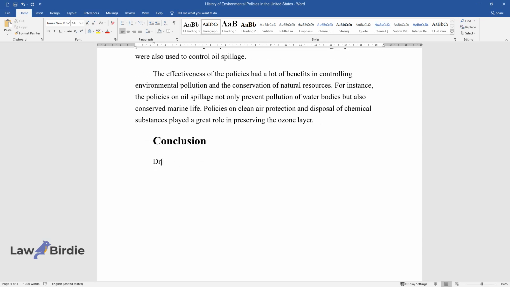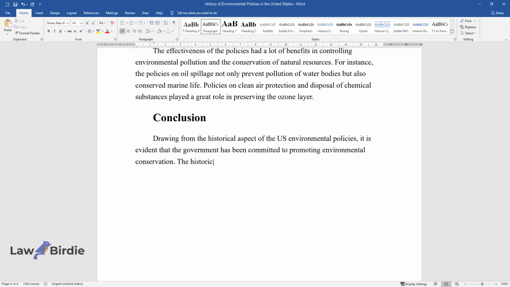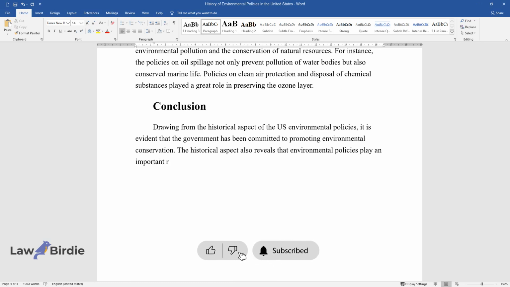Conclusion. Drawing from the historical aspect of the U.S. environmental policies, it is evident that the government has been committed to promoting environmental conservation. The historical aspect also reveals that environmental policies play an important role in the development of a nation in economic, political, and social aspects.